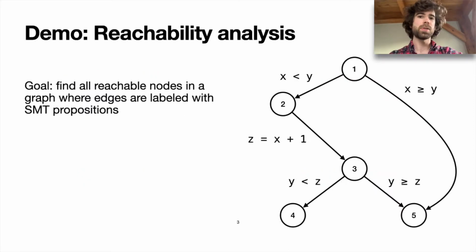In this poster, we're going to build a reachability analysis where we take as input a graph where the edges are labeled with SMT propositions, and from this we determine which nodes in the graph are reachable given the propositions leading from the entry point to that node. Here all the nodes are reachable except for the node 4.